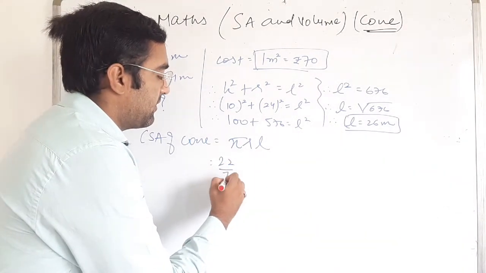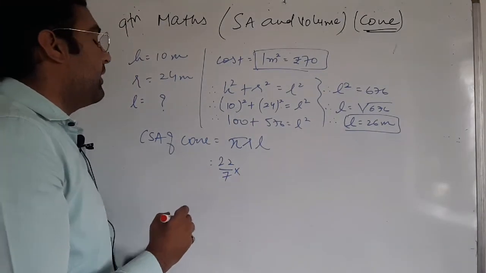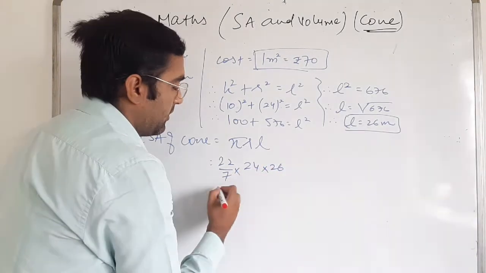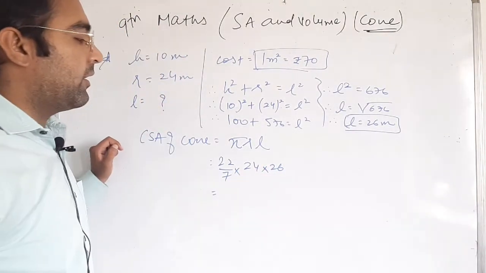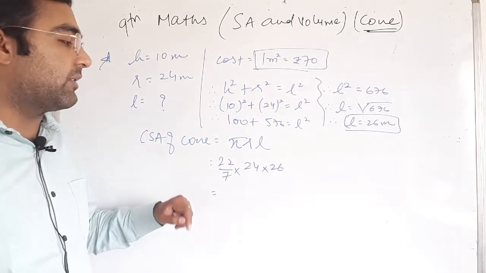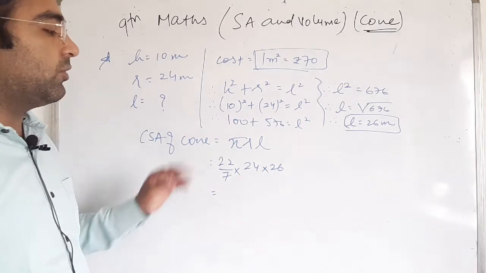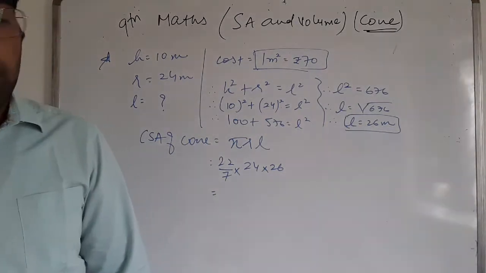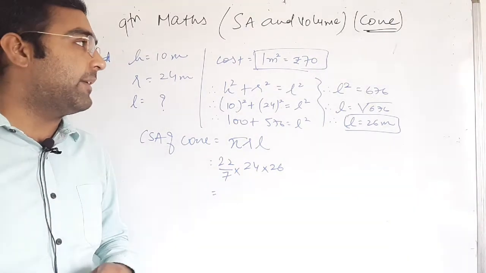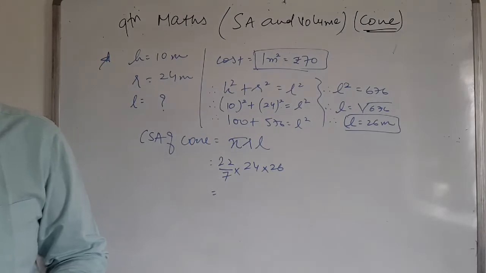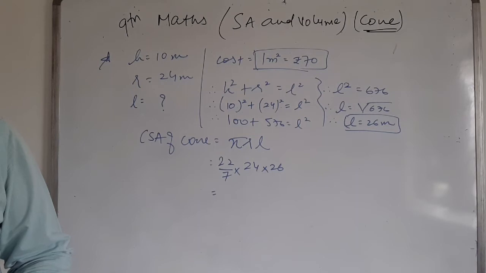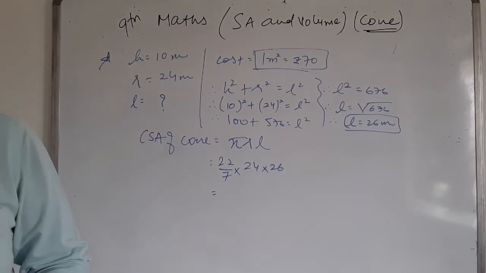So pi is 22 by 7, radius is given as 24 and slant height is 26, okay. Here no cancellation is required. So simply we are multiplying all these numbers, and dividing by 7. So what is the multiplication of all these numbers? Please calculate fast.